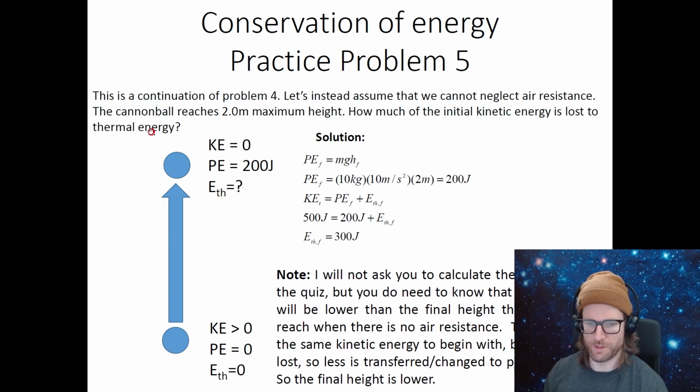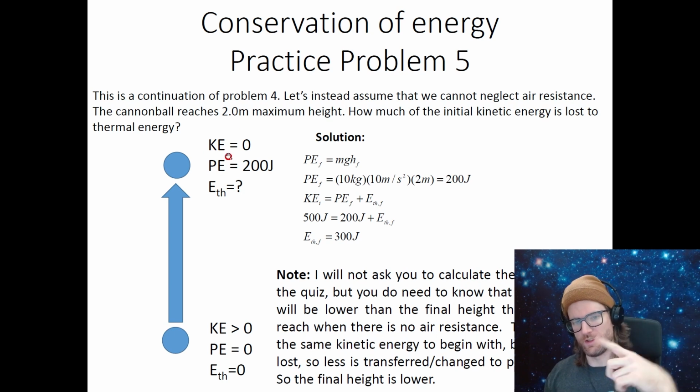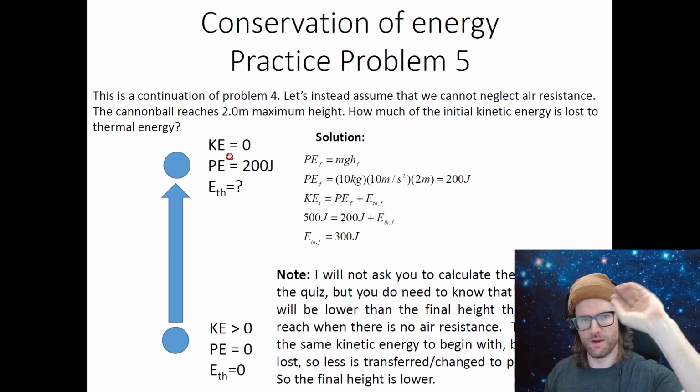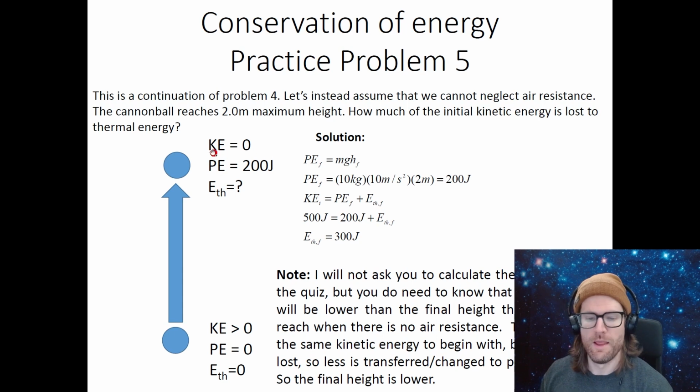Okay, so let's look at this picture right here. So the initial situation is there's no potential energy because it's at the bottom. The thermal energy is 0 because the air friction hasn't done any work yet. And the kinetic energy is high because the cannonball just got shot out of the cannon. Okay, at the end, the kinetic energy is 0 because at the turnaround point, at the highest point, the maximum height, it's not moving, so kinetic energy is 0. Potential energy is 200 joules. We're going to get to this in a second. And then the thermal energy we want to know.